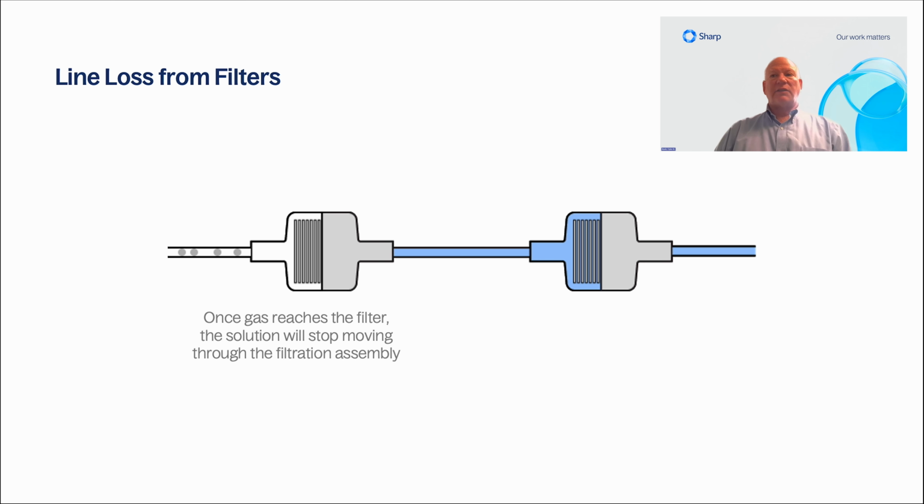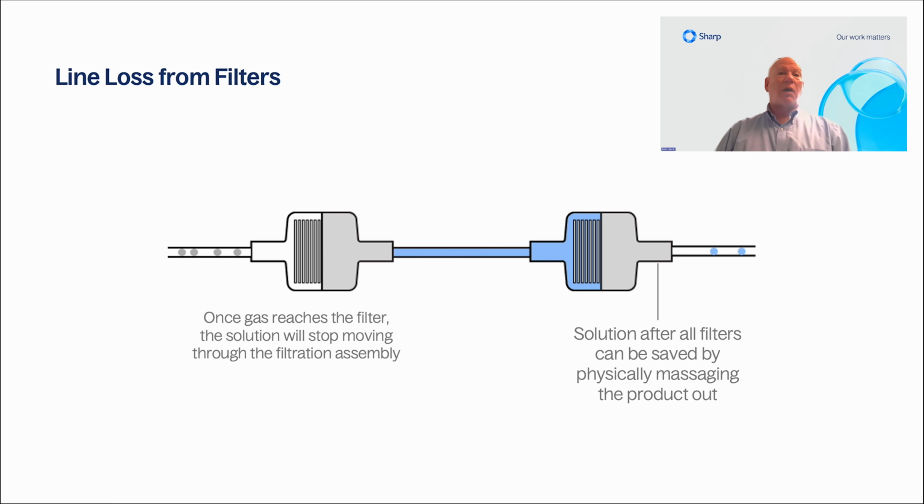Once the gas does reach the filter, the solution will no longer move through the filtration assembly. The solution that is stuck in the line after the two filters can usually be salvaged by physically massaging the tubing to push out the solution. However, the product that exists between the filters is stuck. This cannot physically be pushed out.